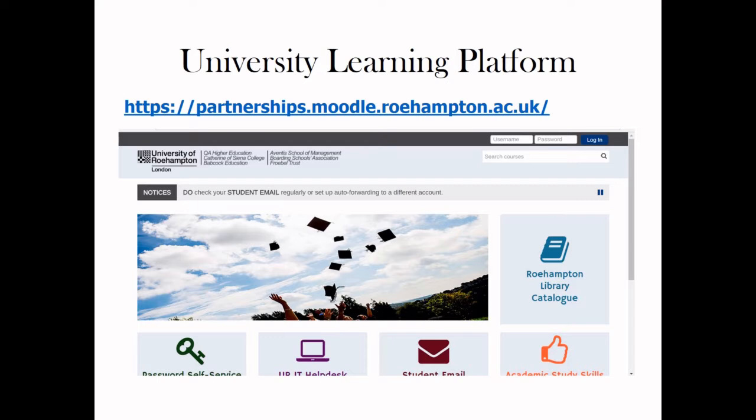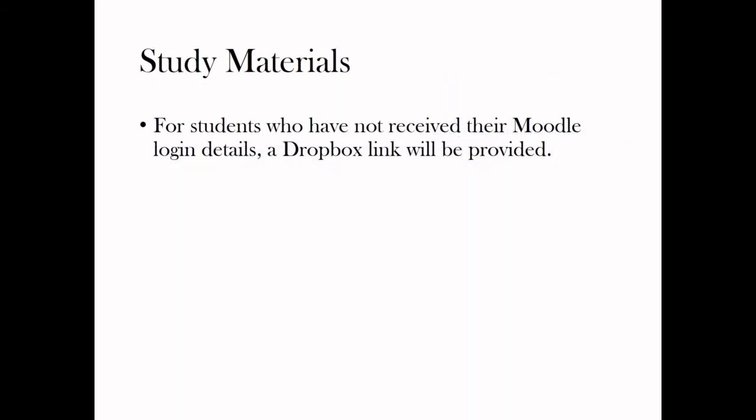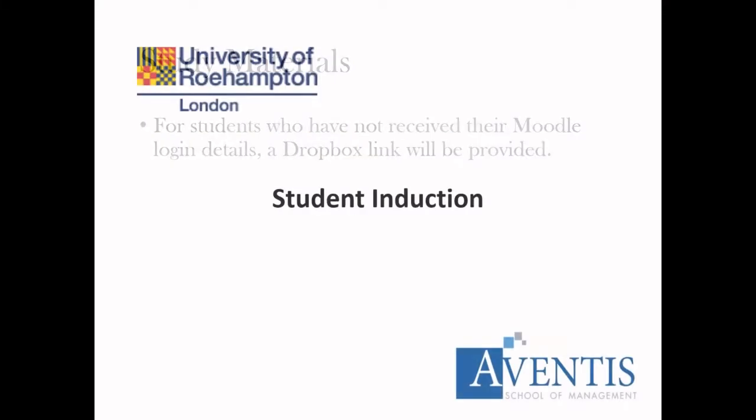Roehampton Moodle is the university's learning platform, which can be found at the link provided. You can visit this link or search Roehampton Moodle Guide on YouTube or watch our video guide of Roehampton Moodle. For students who have yet to receive their Moodle login details, a Dropbox link containing materials for the first module will be sent to you via email.